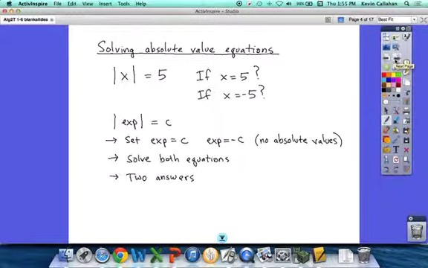Okay. So we have to do three things. We have to do absolute value equations, absolute value less thans, and absolute value greater thans. And they're all just a little bit different. A lot of similarities, a little bit different.